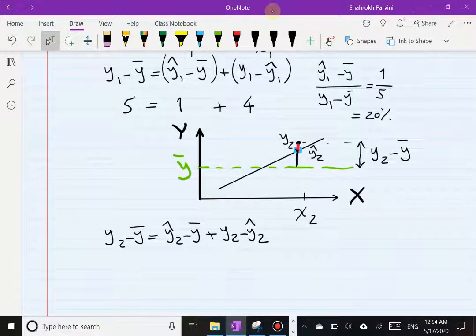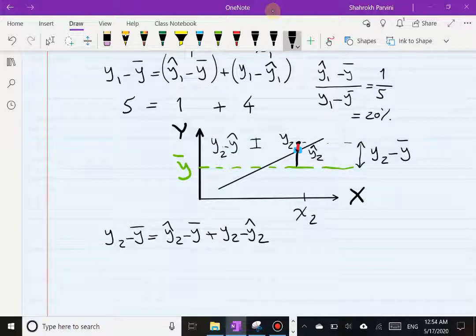So this piece right here is y2 minus y hat 2. And the other piece is this piece in here, I highlighted it in yellow. That one is y hat 2 minus y bar. That's the highlighted part. Now let me put some numbers to these to motivate it.